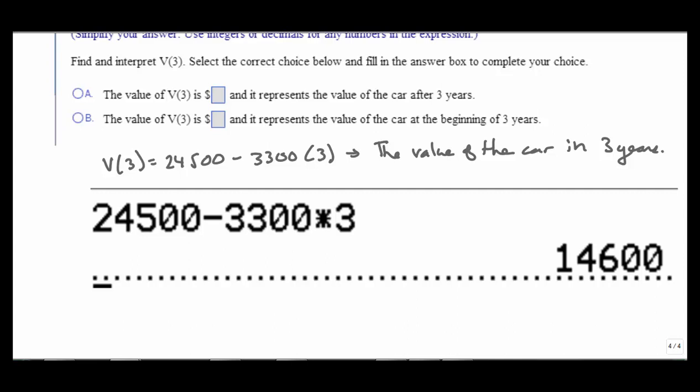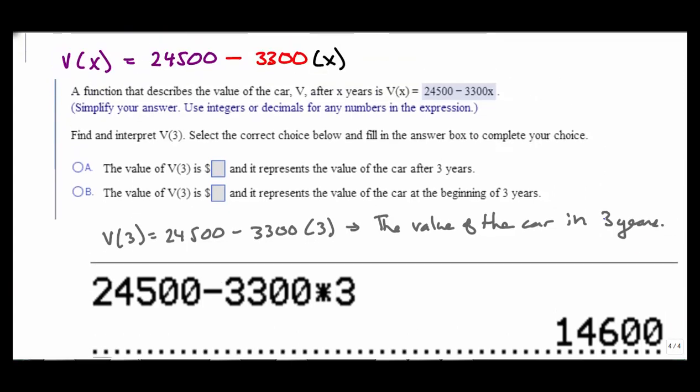So for our purposes, we just need to go back up to the definition of the problem. The definition of the problem said this function describes the value of the car after x years. This one is saying after, not at the beginning, but after 3 years have passed. This one is at basically after 2 years have passed, at the beginning of the 3rd year. So up here we go, this value of 14,600, and part A would be the one that I would choose because it's the value of the car after 3 years. So that's one of the examples that you might run into with the application problems.